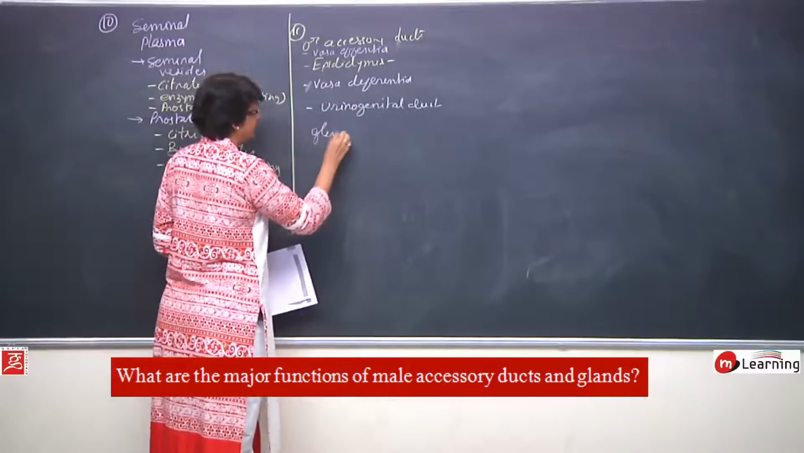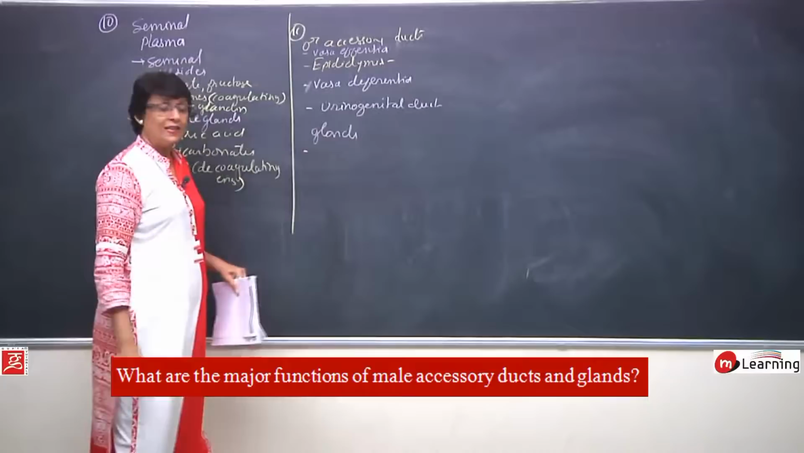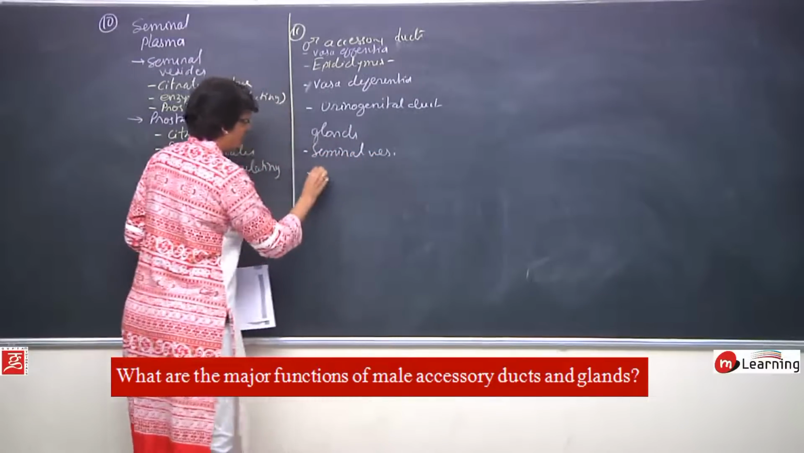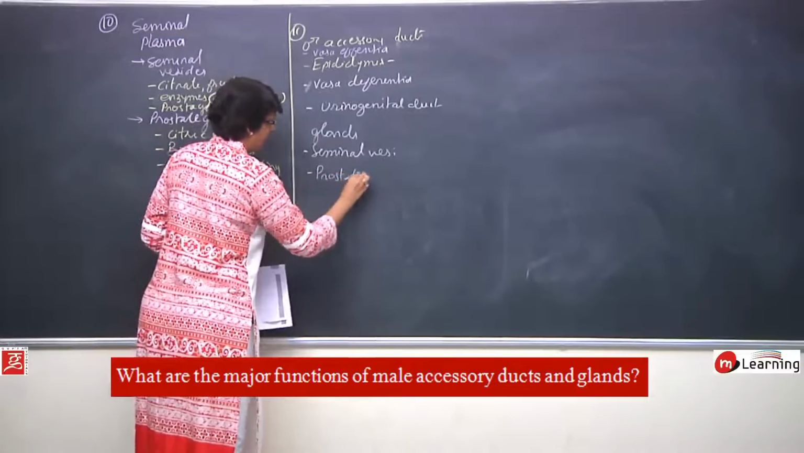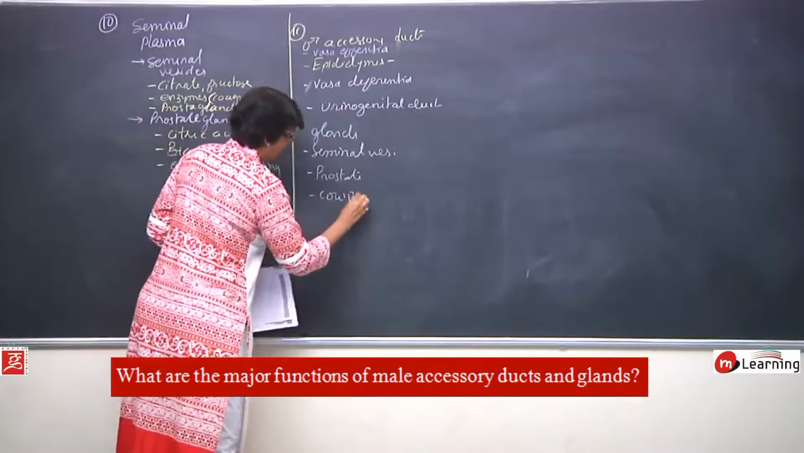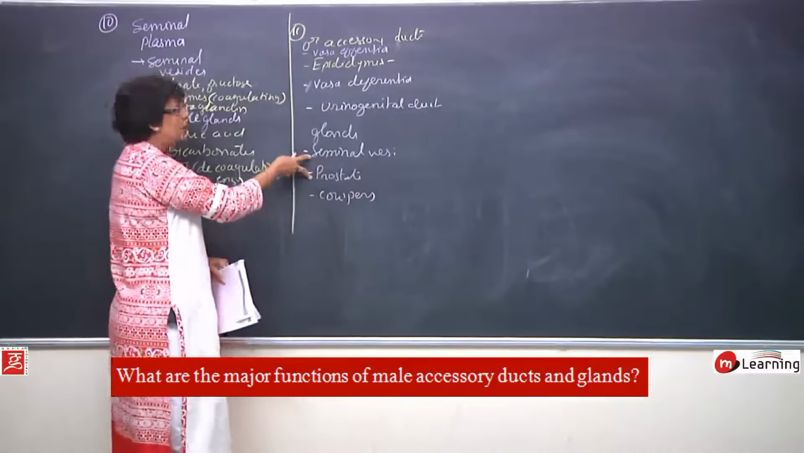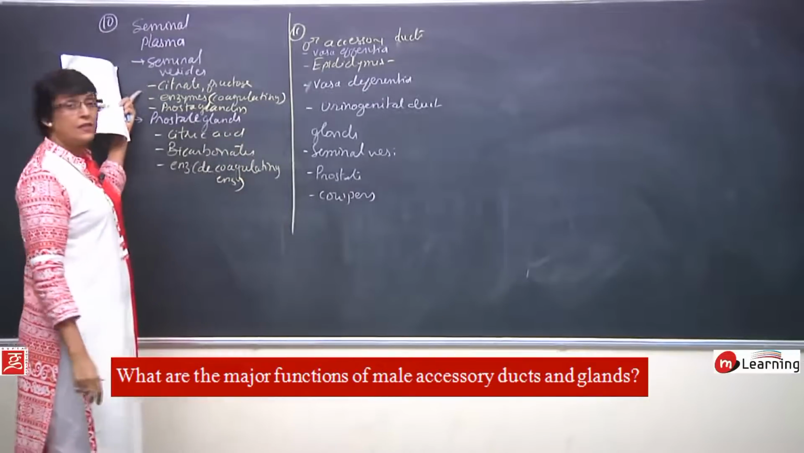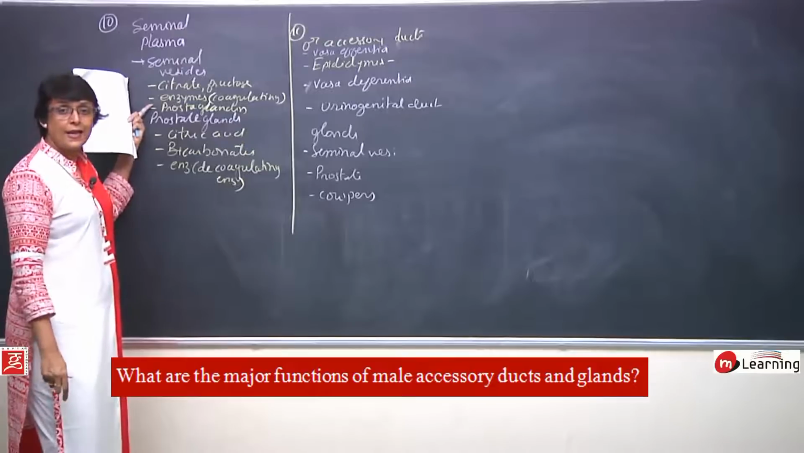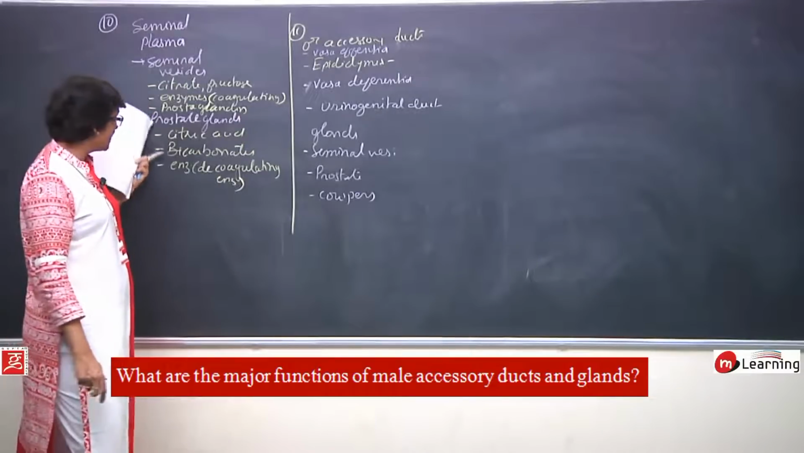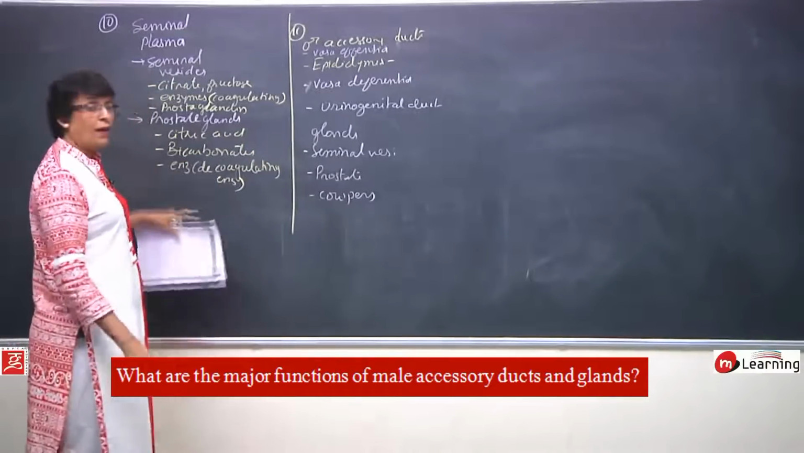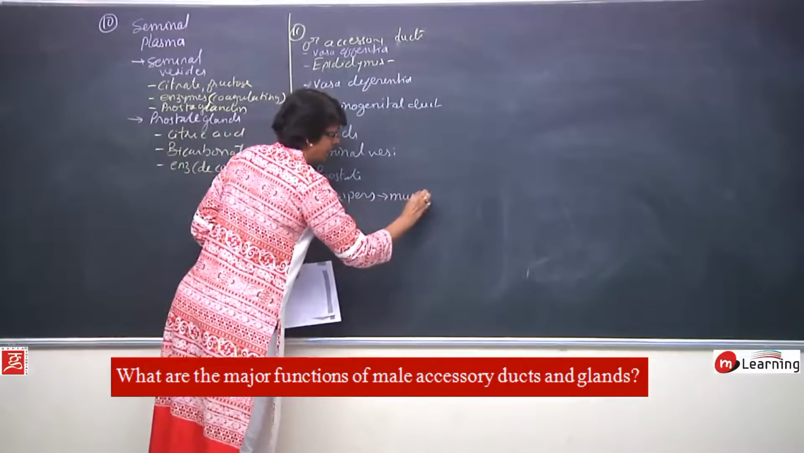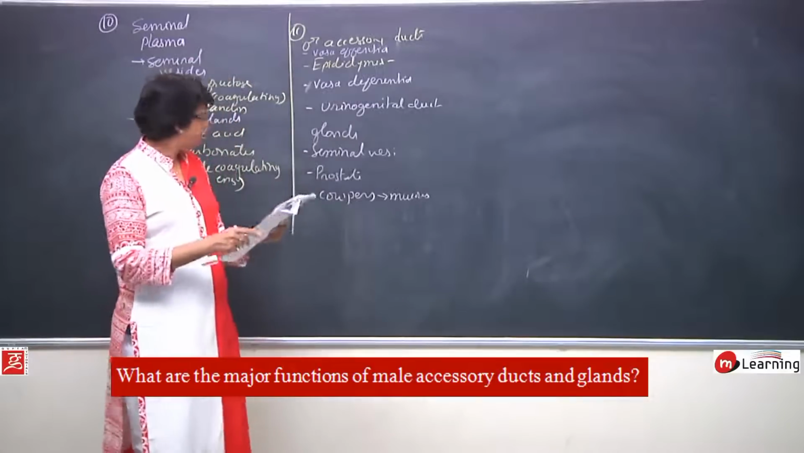Then glands: seminal vesicles, prostate and Cowper's. The secretions of these two we have written in the answer of the 10th question. They secrete nutritive substances, enzymes, and prostaglandins by seminal vesicle, whereas in the case of prostate gland, bicarbonates are also there. Cowper's gland secretes mucus, which is required for lubrication.